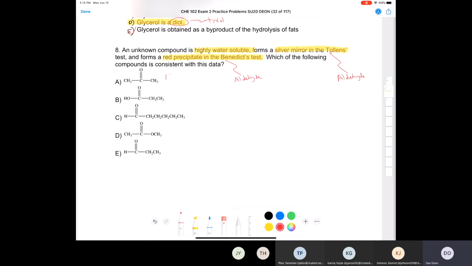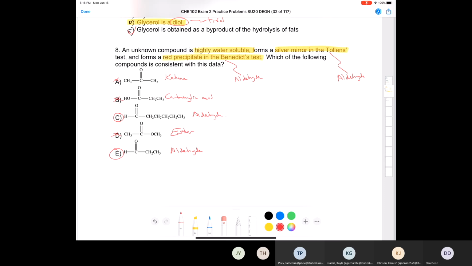So you look at A, which is a ketone, so it can't be A. B is a carboxylic acid, so it can't be that. C is an aldehyde, okay. And what else? D is an ester, so it can't be that. But E is also an aldehyde. Ooh, this is interesting. So now it comes down to a war between C and E. Can anybody tell me what I would be able to do to differentiate between these two? How do I know which one to choose?